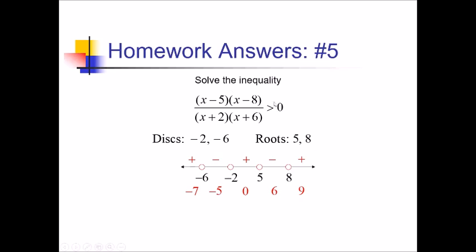Now they said that we wanted greater than 0, so I'm looking for the positive intervals. That's going to be the far left, the middle, and the far right. And putting that in interval notation, on the far left, I can use negative infinity, comma, negative 6. And I'm going to use parentheses on everything here because these are all open dots and I've got infinities besides. Union, negative 2, comma, 5. Union, 8, comma, positive infinity for that last interval.